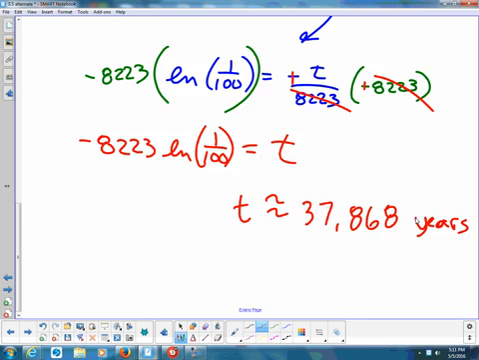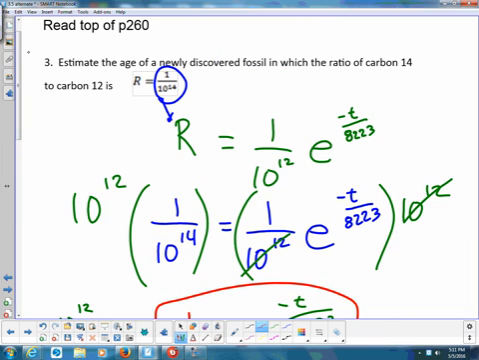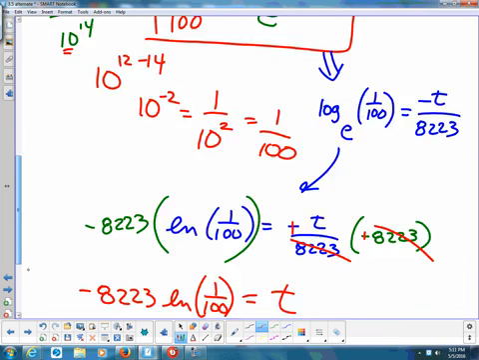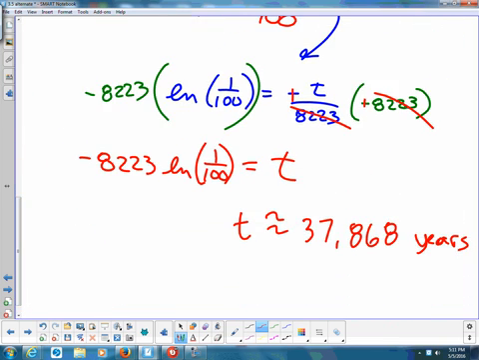All right, is that what he's talking about? Yes, this newly discovered fossil would be about 37,868 years old.